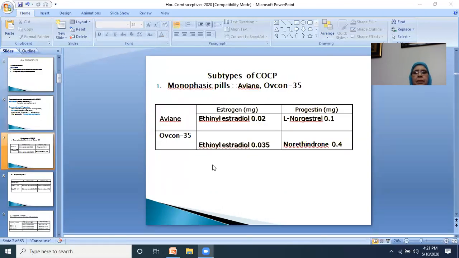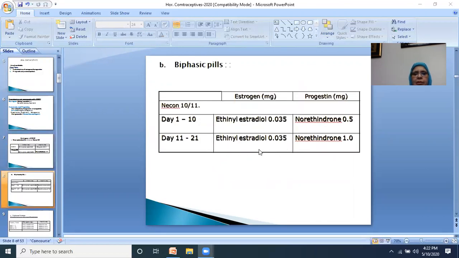Then subtypes of combination oral contraceptives, they may be monophasic pills. They are generally packed in small packets of 28 tablets. 21 tablets contain hormones and 7 are placebo. So all the 21 tablets have the same amount of ethinyl estradiol, that is 0.2 milligram, and L-norgestrel 0.1 milligram. So this is a monophasic combination contraceptive.